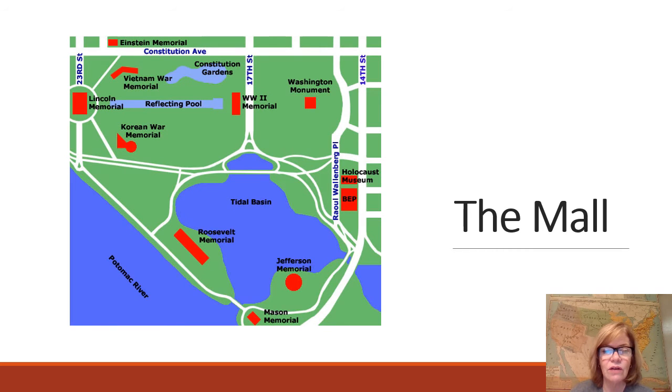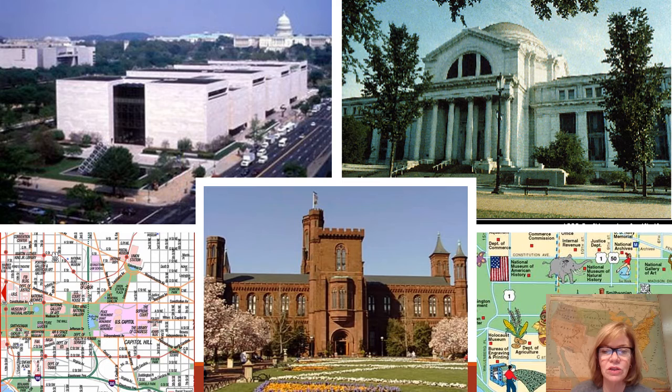Okay, so here's kind of an image of the mall, the National Mall. You're going to see lots of pictures of it. You get the National Archives, the Air and Space Museum, the Smithsonian Castle. Here's a map of the mall right here, but you're going to see a better one in a minute.